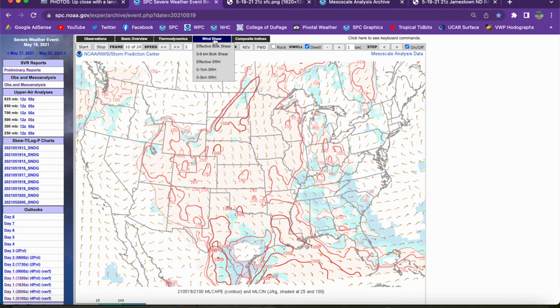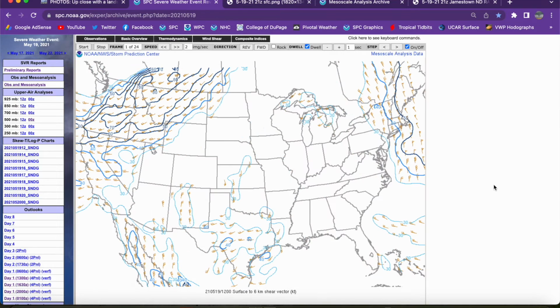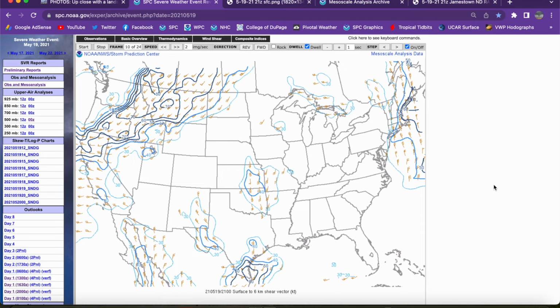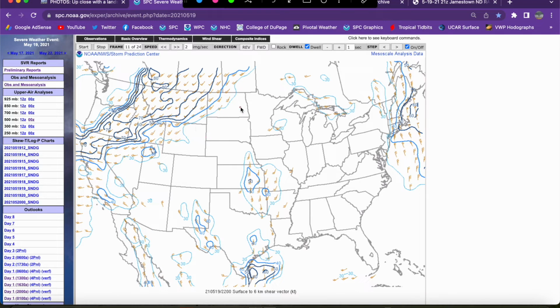As far as deep layer shear goes as well, we'll look at our 0 to 6 kilometer shear vectors, and as a result of that trough not really moving out of the Pacific Northwest and our flow aloft weakening a little bit going into the afternoon, our deep layer shear was pretty much sub 30 knots here across south-central North Dakota, meaning that those updrafts would stay along that boundary much longer, much more residence time, and much more time for landspouts to occur on the surface boundary.